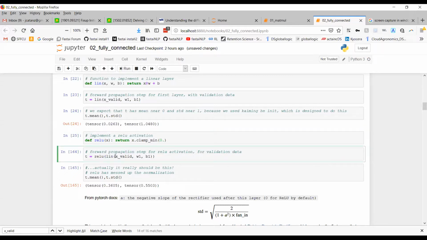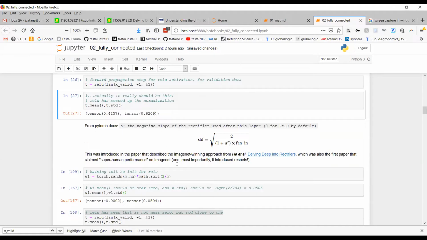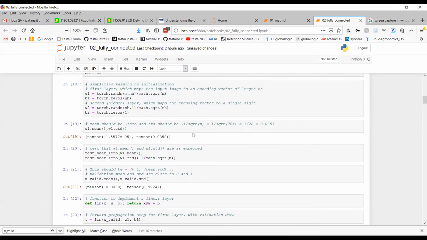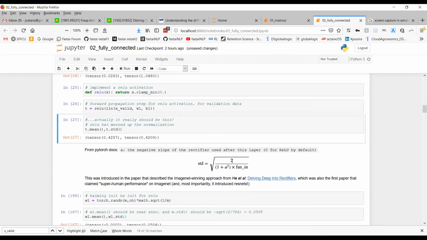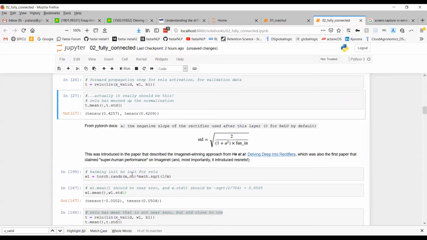Now we actually use it, and since we have x valid, we have W1 and B1 initialized, we can run the linear layer and then run the ReLU on that. And so that's basically the next step in forward propagation. That gets put into this variable t, and now we check what its mean and standard deviation are, and they're not that great. The mean is close to 1/2, and the standard deviation is way different than 1. So this is where the first attempt we made at He initialization didn't include this factor of 2 that He included in the paper. And that's what we're going to do next.